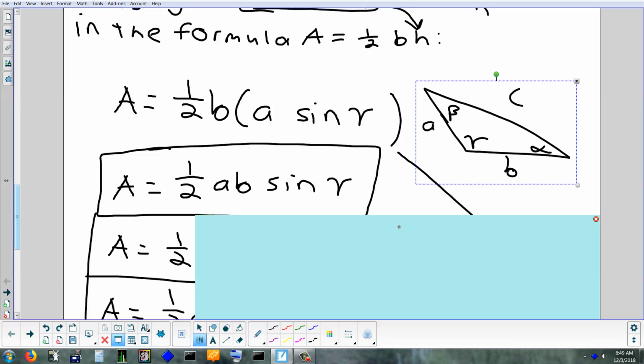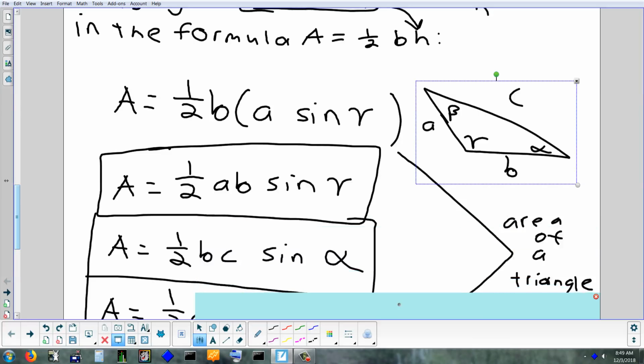You're looking for two sides and an angle between them. That's the pattern. Yep, B and C and an alpha. So there is going to be a formula with a B, a C, and an alpha. Can you tell me what it would be? It would be 1/2 B times C sine of alpha. Yep, exactly. That is the next one. 1/2 BC sine alpha. Again, 1/2 the product of two sides times the sine of the angle that's between the sides.